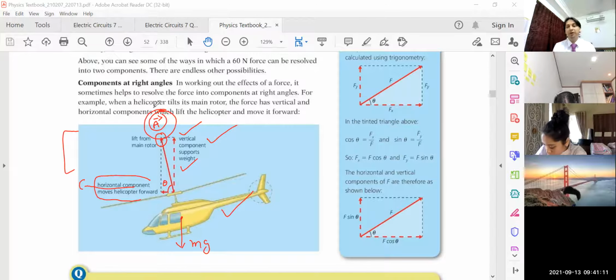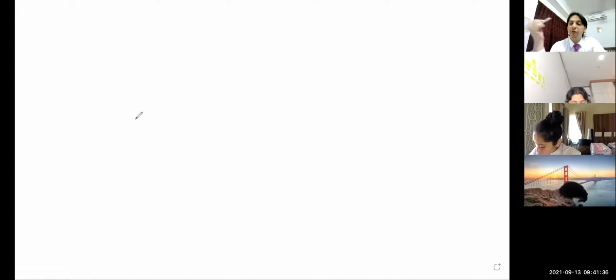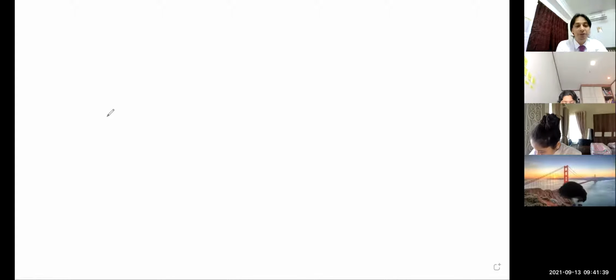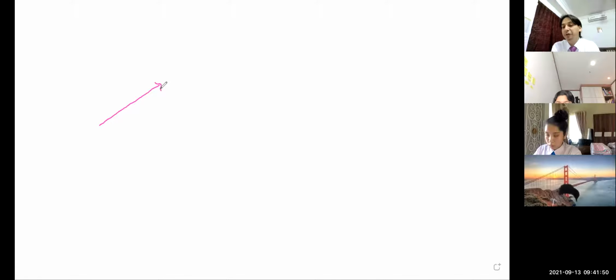So let us look, children, and discuss in more detail how to resolve a single vector into its two rectangular components. What do you mean by this statement? Let me share another screen, children. Now come here. Now, children, this is the situation. This is not like a parallelogram. In a parallelogram, we have seen we need two vectors to find the resultant. But here the situation is different. We have only one vector, only this single vector, children.